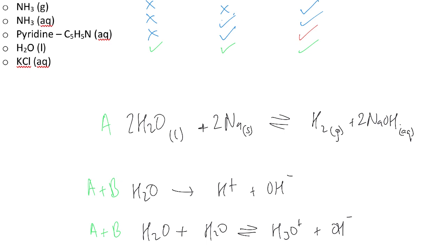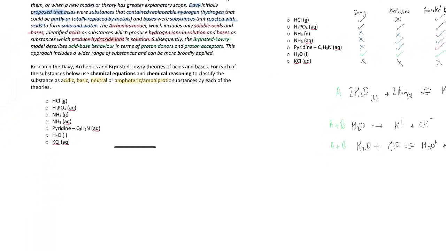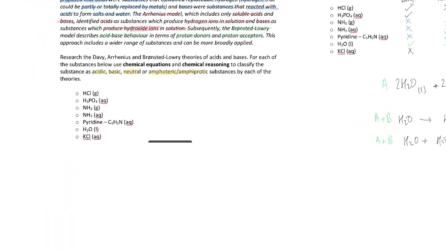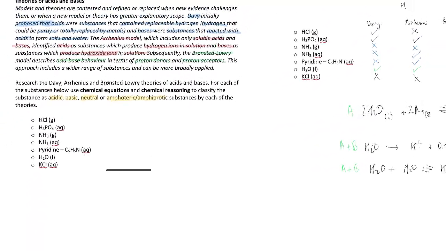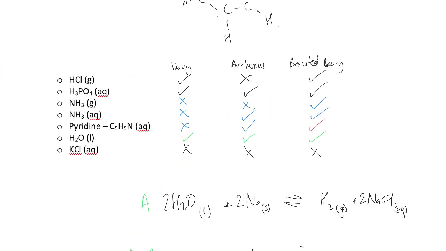All right. And if you hadn't worked it out, KCl is neutral. It cannot do any of these things, and so it cannot be explained as an acid or a base under any of the models, or at least it's explained as neutral under all of those models. So that's what you were supposed to do, showing things with chemical equations and chemical reasoning to identify these as acidic, basic, neutral, or amphoteric. The only one in that list that was amphoteric was H2O.